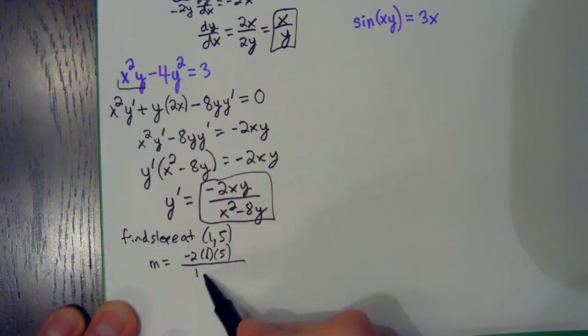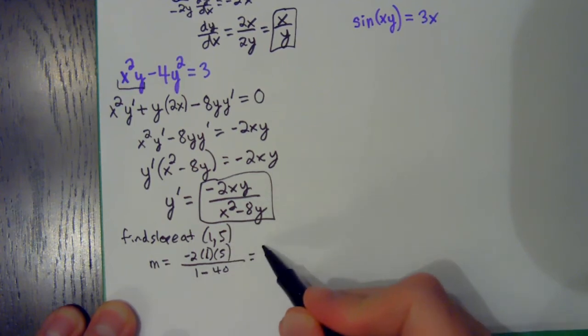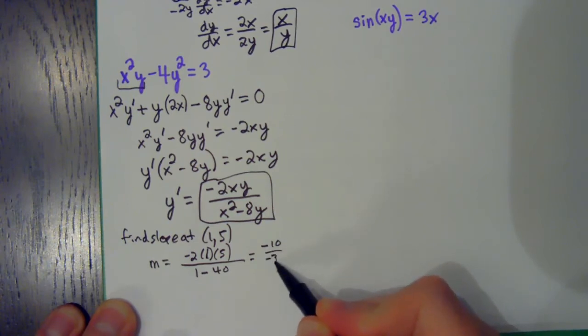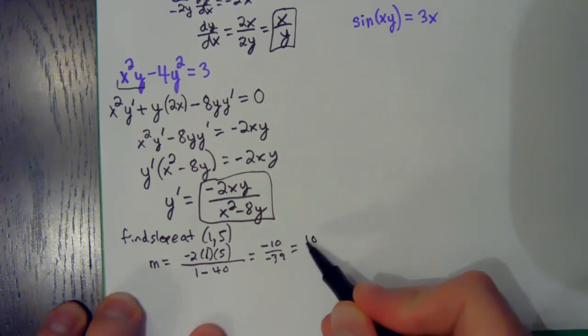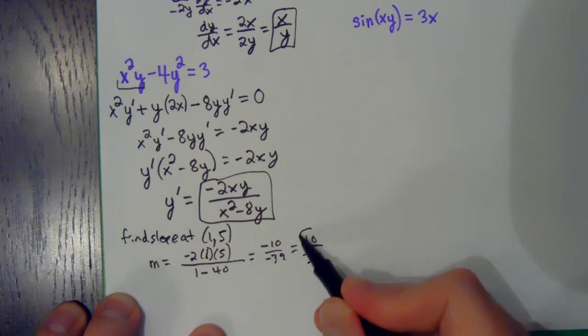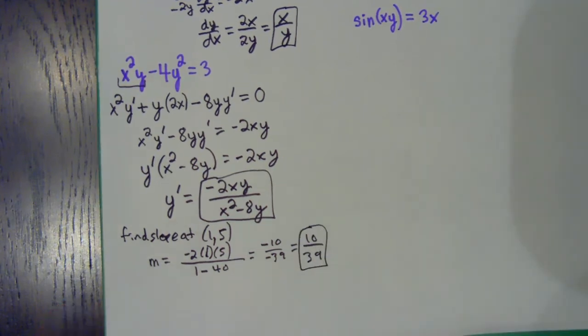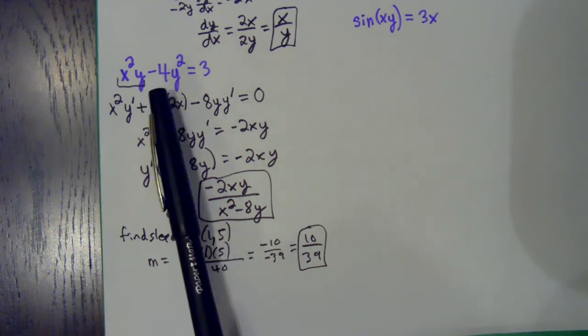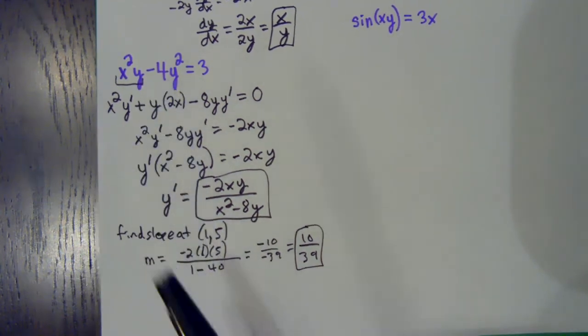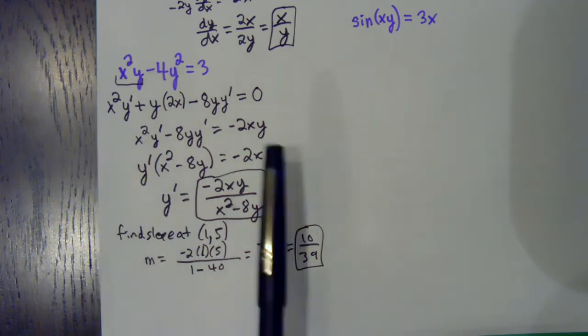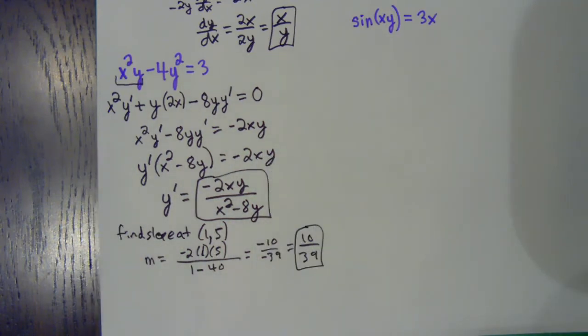So I'm going to go 1 squared, which is 1, and then 8 times 5 is going to be 40. And so this is going to be negative 10 over negative 39. So I get 10 over 39. So that is the slope of the curve at that particular point. And it's a pretty powerful method we're learning here because you're getting a lot more complicated looking equations. And even if you can't get the y by itself in terms of x's there, you can still take the derivatives and you can still find the slopes of those various curves at those points there.